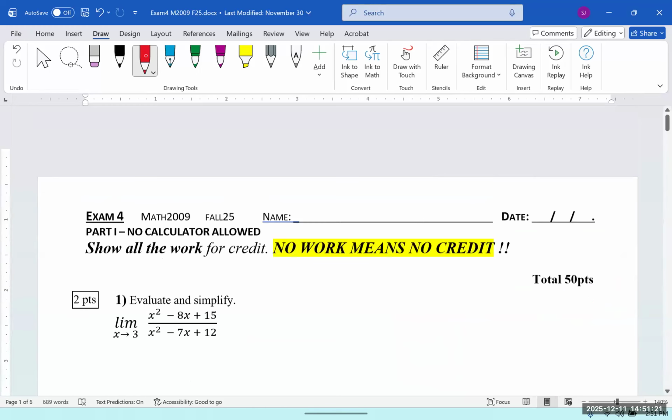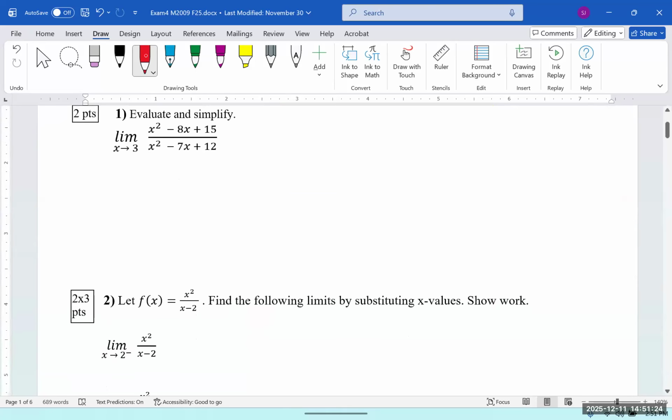Look at question number 1. How did you do question number 1? Let's do question number 1. You substitute, you get 3 squared minus 8 times 3 plus 15. And then you have 3 squared minus 7 times 3 plus 12. What do you have on the top?